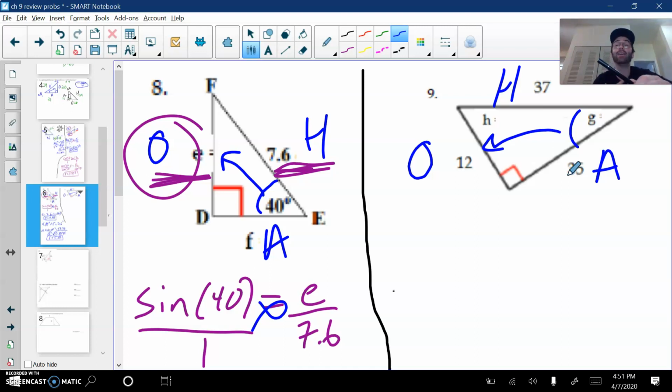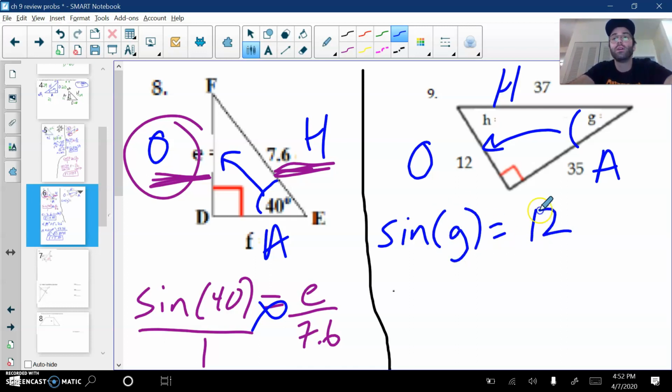Now, I personally don't have a favorite trig function. I just don't play favorites like that. Since I don't have a favorite trig function, I'm just going to use the one that comes to mind first. It's SOHCAHTOA, so I'm going to use sine. Sine is the first one. So sine of G equals 12 over 37. I cannot emphasize enough that sine is not my favorite trig function.